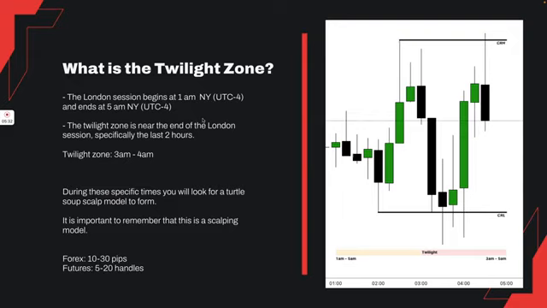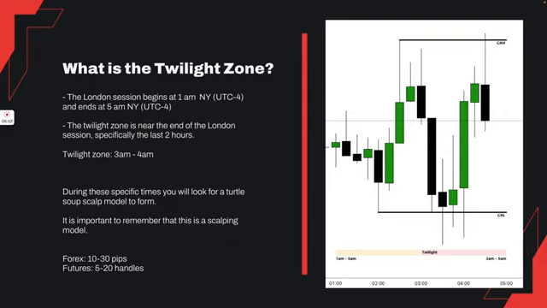During these specific times, you will look for a turtle soup scalp model to form. Now, whether you will be executing the turtle soup or an order block or a fair value gap or a breaker, whichever model you would like to enter on, it will be there. And if it isn't, you do not execute. There will always be another London session the next day.